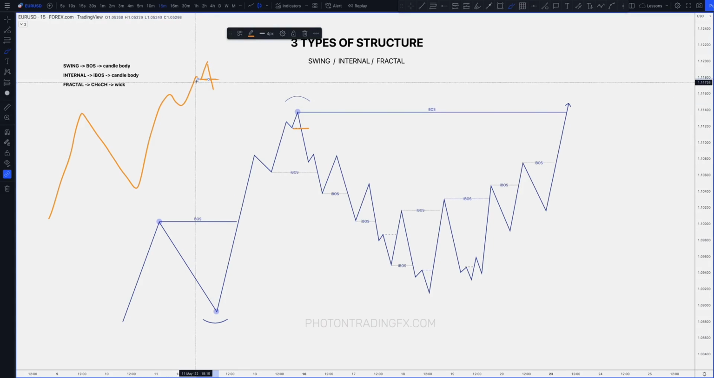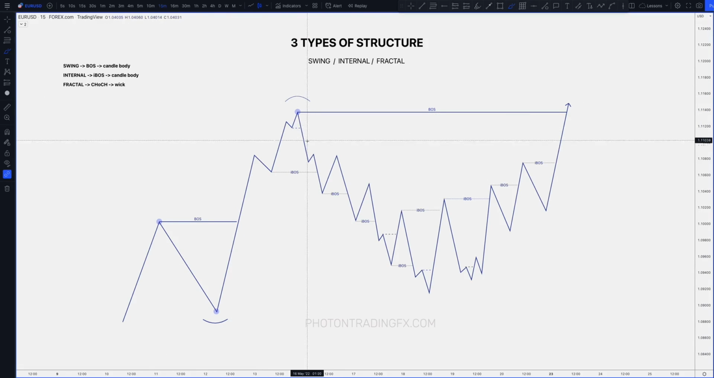Now, sometimes you won't get a little pullback like that, right? Sometimes that will just be, imagine that's just one perfectly straight line. And in that instance, yes, the internal break of structure, the IBOS here, will be the same as the CHOCH in that instance, okay? They'll line up to the same place because the internal low and the fractal low are at the same area, okay? So sometimes that will happen. Right, but this will become clearer when we look at the charts.